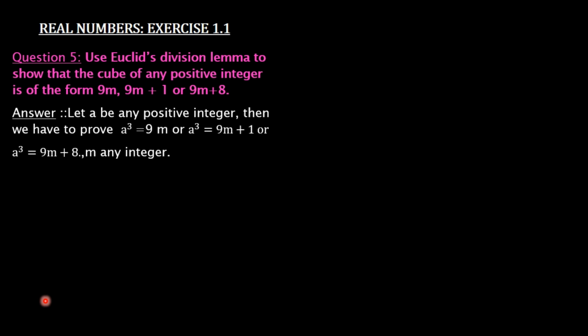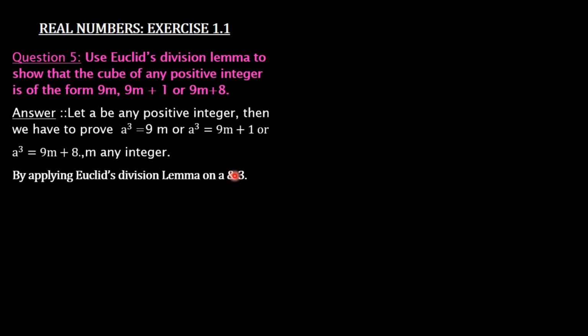If you want, you can apply this lemma to a and 9 itself. Okay. For simplifying our process, we are applying this Euclid division lemma on a and 3. So why are we applying this lemma to a and 3? Why can't we apply it on other integers? It's because when we take the cube of 3, we will get a multiple of 9.